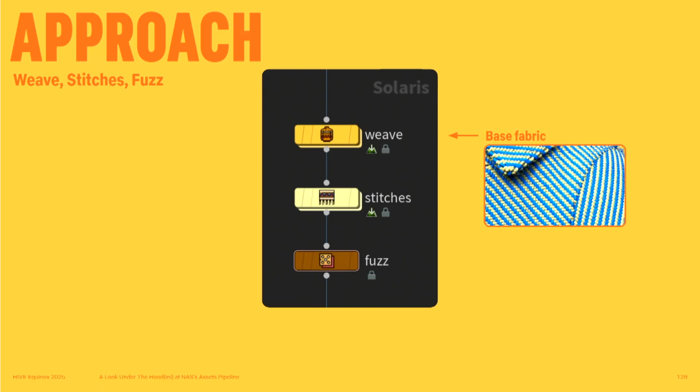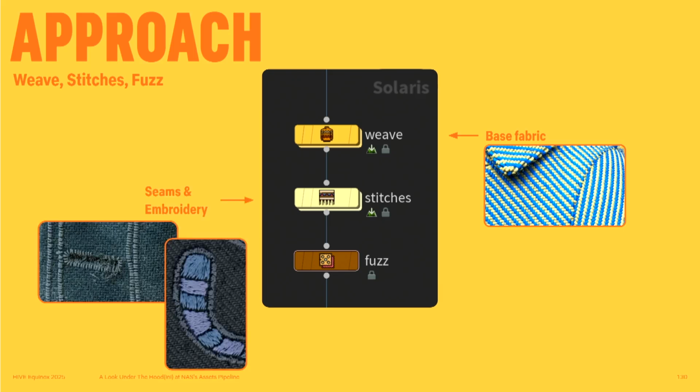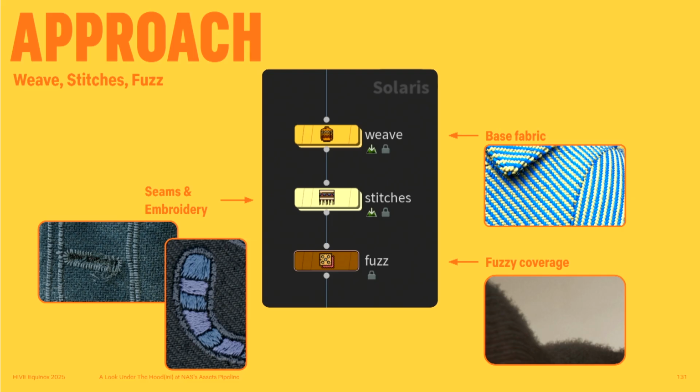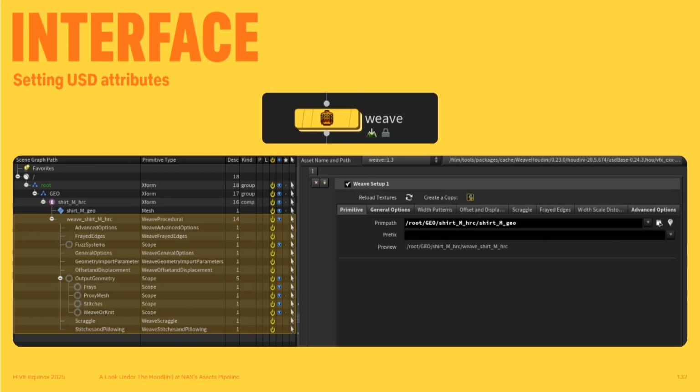In the weave node, we define the base fabric properties like the pattern, thread count, width. Then we can add stitches by defining them as simple curves that get converted to more complex patterns at render time. This is also where we would create embroidery, for example. Finally, we would add a fuzzy layer to tie everything together and really push the realism and make it look so comfy. Weave is a full-on render time procedural and fully in-house, so no geometry exists at all until we hit render. The nodes in Houdini are really just used as a common interface to set USD attributes.